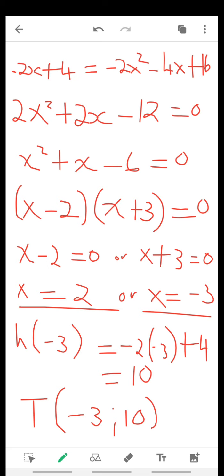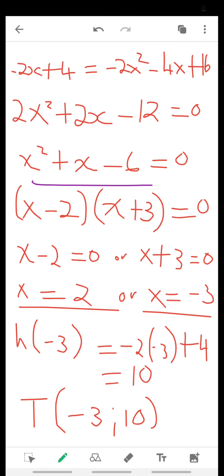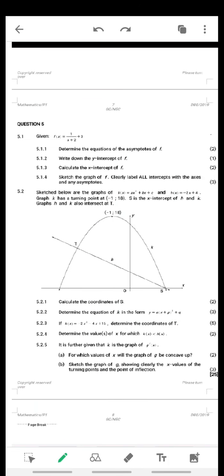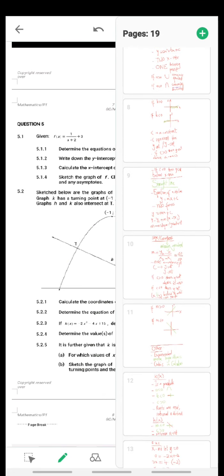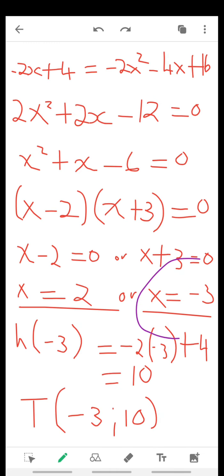Then we wrote this in standard form, which became x squared plus x minus 6 equals 0, and then we found that our two values of x were x equals 2 or x equals minus 3. But remember, when you look at the diagram, where is T? T is in the second quadrant. And what do we know about the value of x here? It's negative. So that means the value of x for T can only be minus 3, right? Because the x value of T is negative.